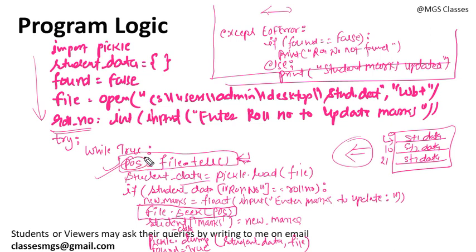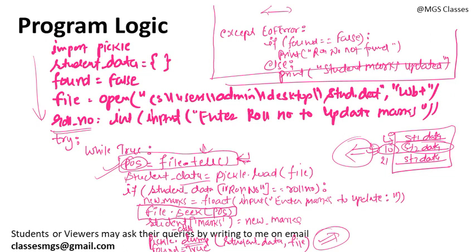We are storing this position number so that at the time of updating, we can use the seek method to go to the particular record and update it using the dump method. You might have heard about the dump method, seek method, and tell method in your theory classes. That concept we are directly using here.